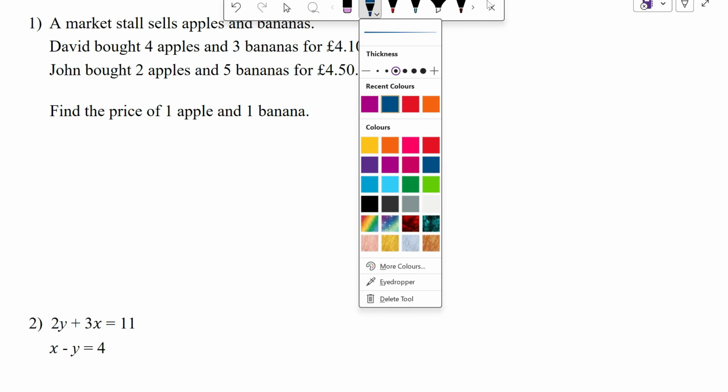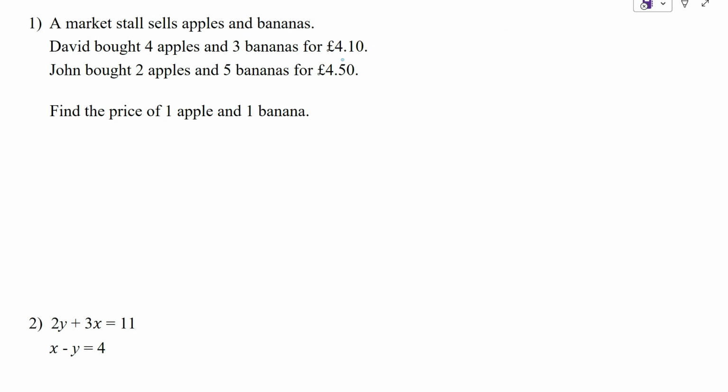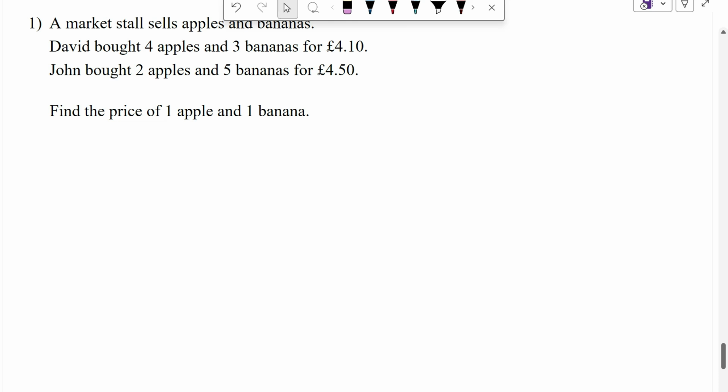Okay, so we can see here that we've got another worded question. So we need to create the actual equations for us to work with. Okay, I'll go through this one by one. A market stall sells apples and bananas. David bought 4 apples and 3 bananas for $4.10. John bought 2 apples and 5 bananas for $4.50. Find the price of 1 apple and 1 banana.